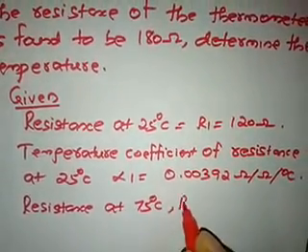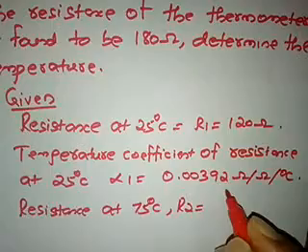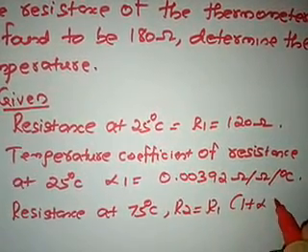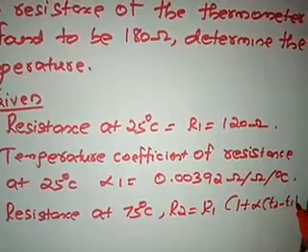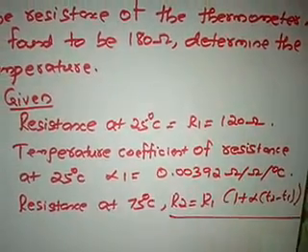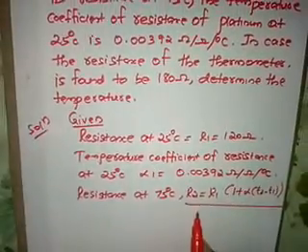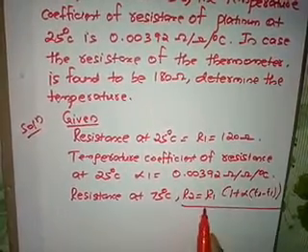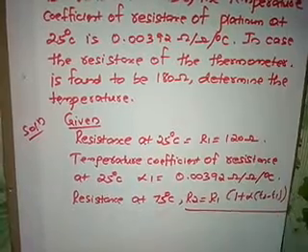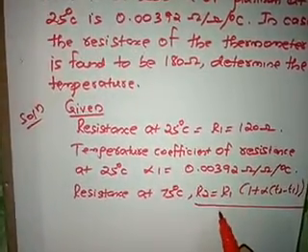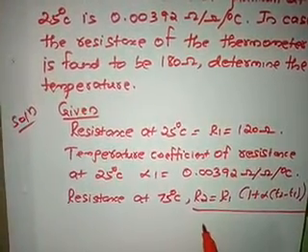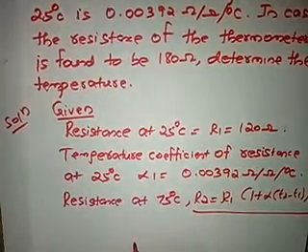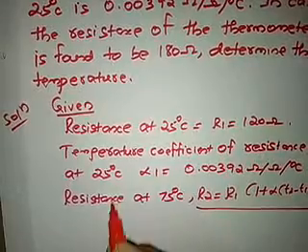Right. So that is R2 is given by R1 into 1 plus alpha into T2 minus T1. This is the formula. Right. So we have studied the formula. R1 is equal to R0 into 1 plus alpha T, or R2 is equal to R1 into 1 plus alpha into T2 minus T1. So using this formula, we have to calculate the value of resistance at 75 degrees Celsius. Now apply the formula.